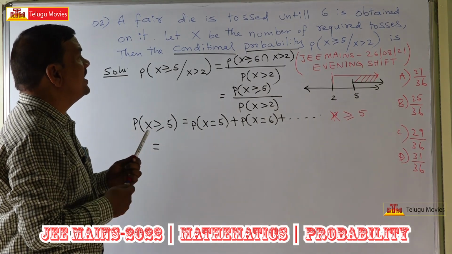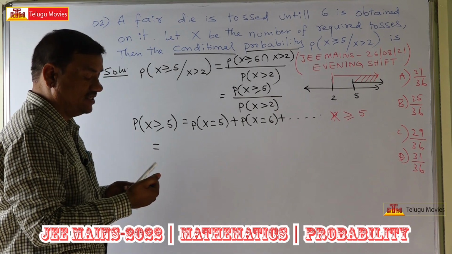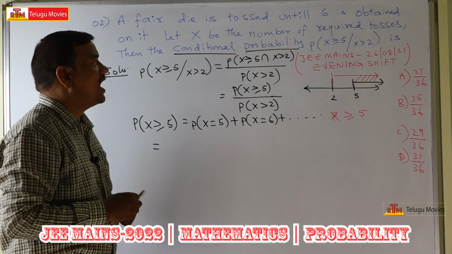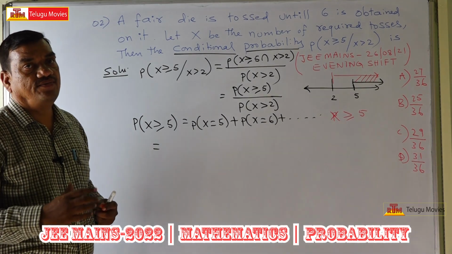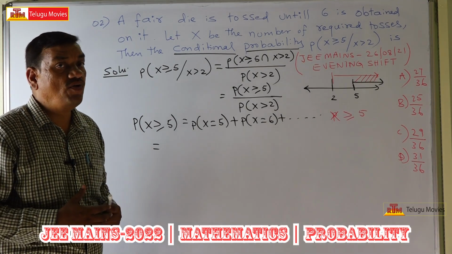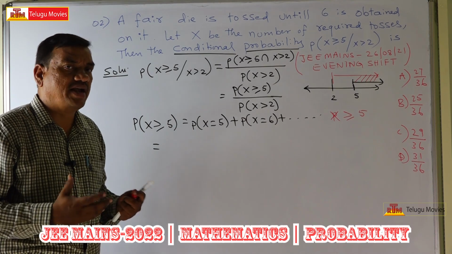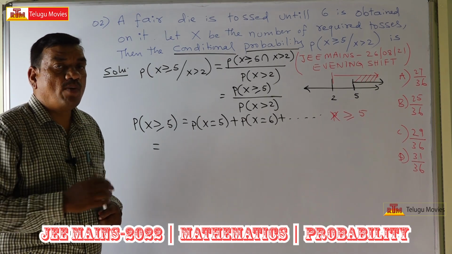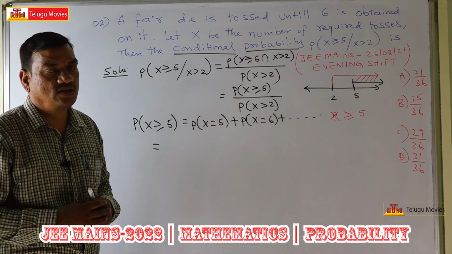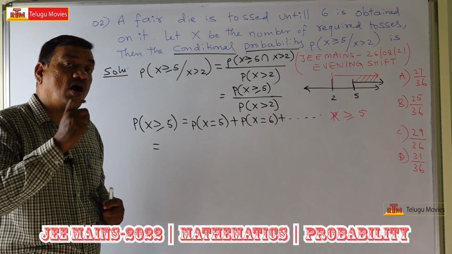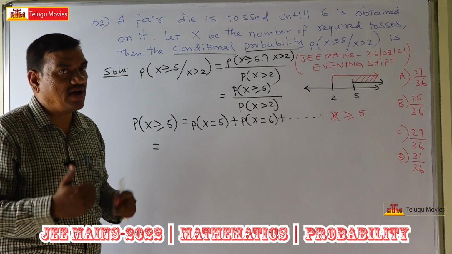A fair die is tossed until 6 is obtained. Until 6 is obtained. So the die here is a fair die. Fair die, as I already explained in the first problem, means an unbiased die. What is the probability of obtaining 6? That is 1 by 6. What is the probability of not obtaining 6? That is 5 by 6.